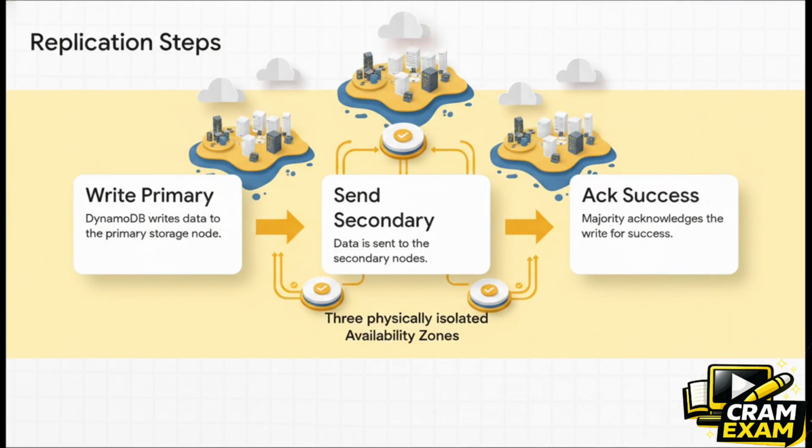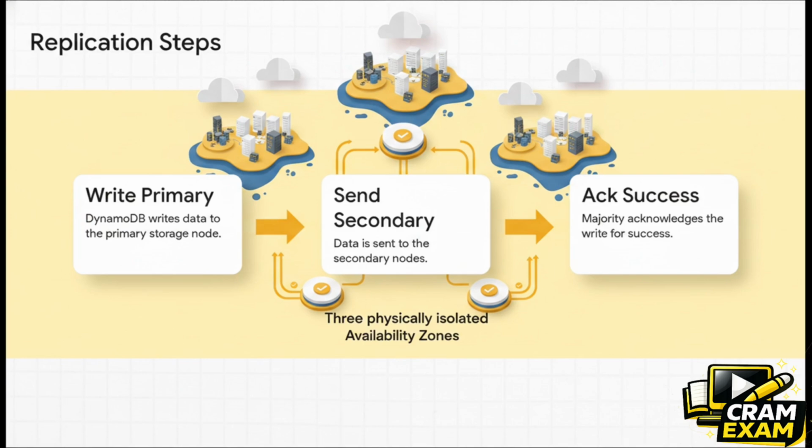When you write a piece of data to DynamoDB, it doesn't just save it to a single hard drive and call it a day. To guarantee extreme durability, DynamoDB synchronously replicates your data across 3 physically isolated availability zones within an AWS region. Let's walk through how this process actually works.